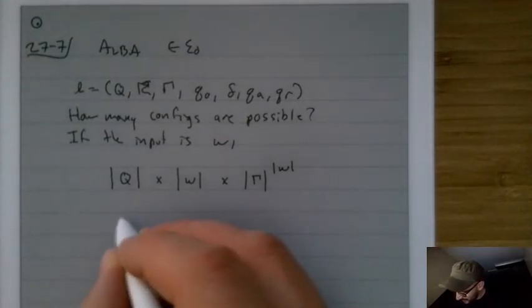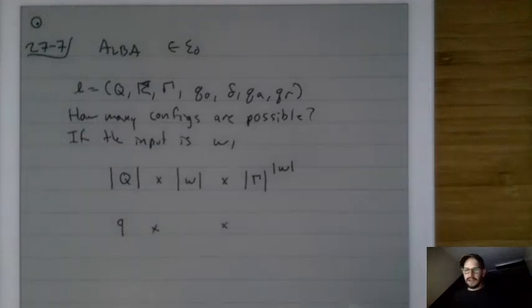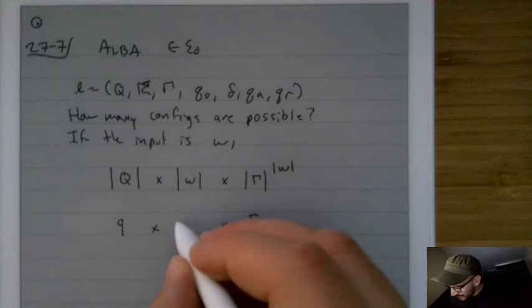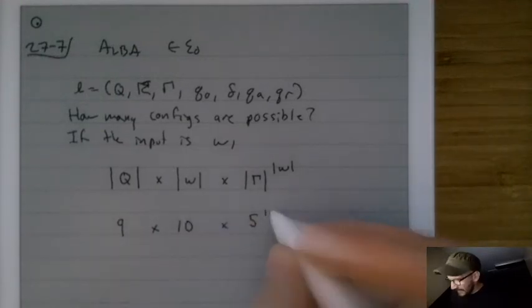So that means that there would be 9. And then how many things in Gamma are there? Well, there's 0, 1, the blank, the smiley face, and the hash. So there are 5 things. So that would be 5. Now let's imagine that you gave it a string that was, I don't know, 10 elements long. So you would get 9 times 10 times 5 to the 10.